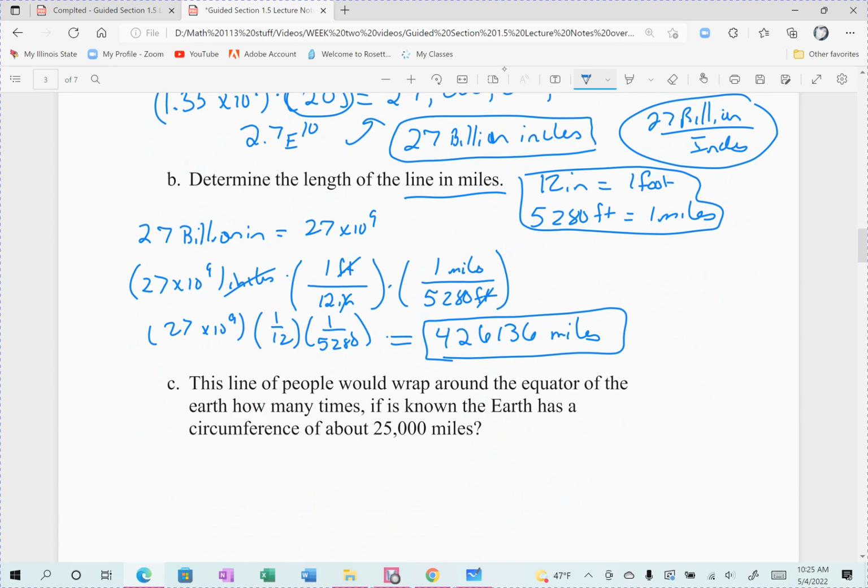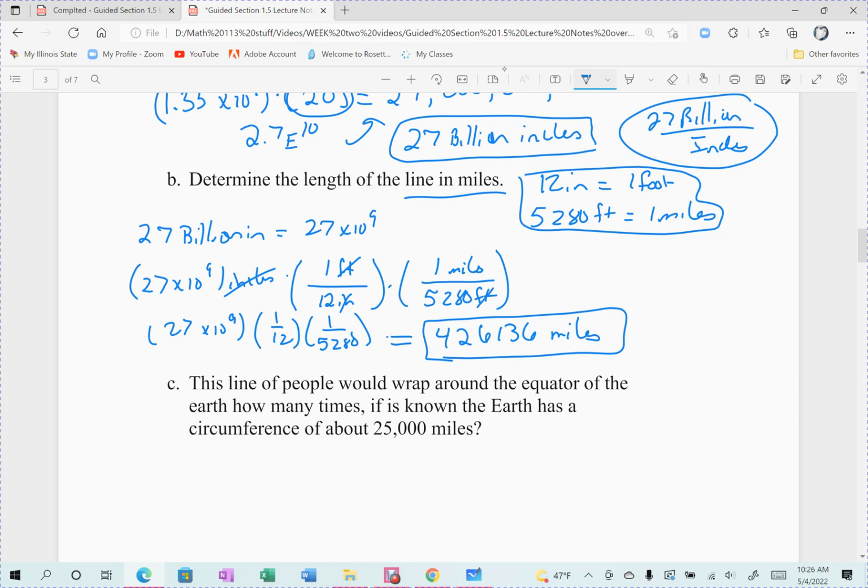To compare that, it's again a pretty large number. Just making sense of things, people will use this a lot in articles and tweets and things like that. So we've got over 400,000 miles. What does that mean? Well, we want to compare it to something that we can visualize.